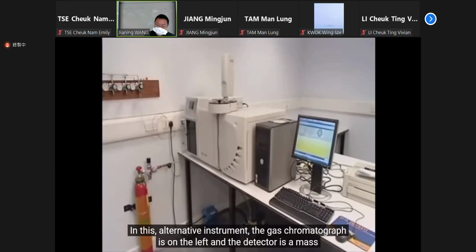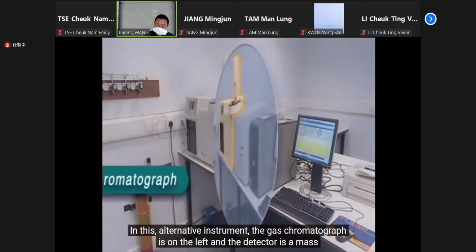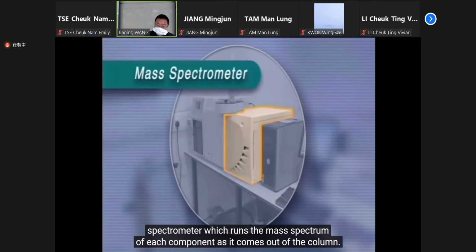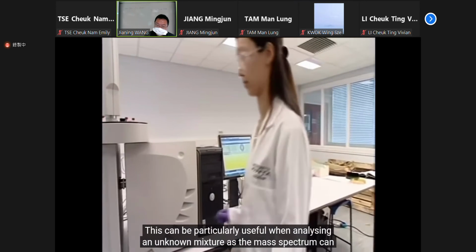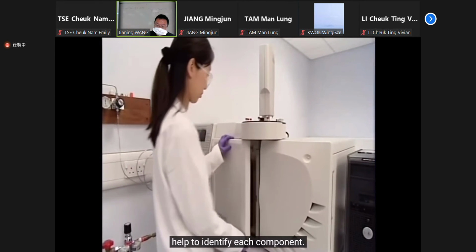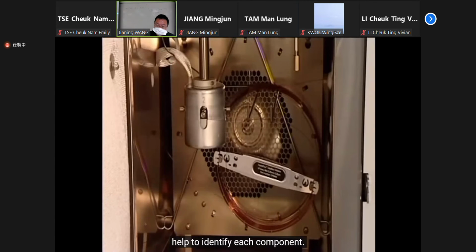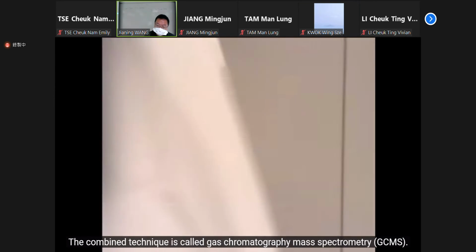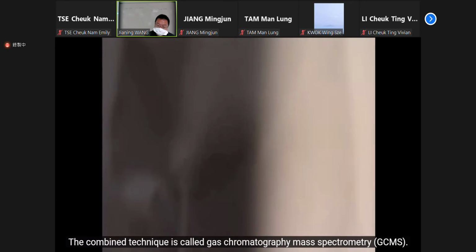In this alternative instrument, the gas chromatograph is on the left, and the detector is a mass spectrometer, which runs the mass spectrum of each component as it comes out of the column. This can be particularly useful when analyzing an unknown mixture, as the mass spectrum can help to identify each component. The combined technique is called gas chromatography mass spectrometry, GCMS.